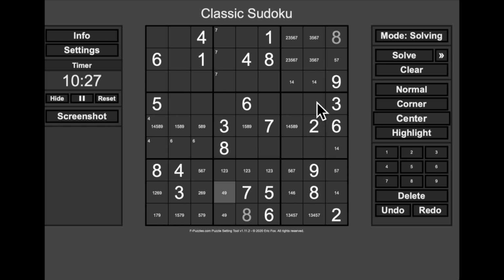Let's see, 2, 8, 9. These two are the only ones left to fill from that. I need a 1. Two's already in. Three's not. 4, 5, 6, 7. Now, what can I eliminate? This cannot be 3. This could, I think, still be just about anything.